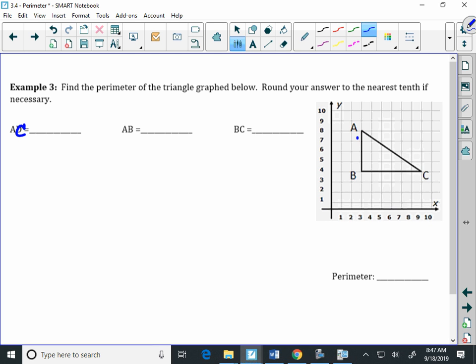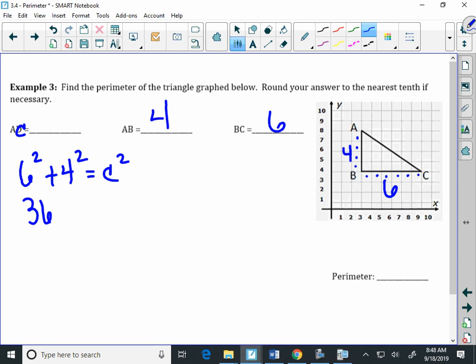Oh, it's a right triangle. So we have 1, 2, 3, 4. AB is 4. And over here, BC. 1, 2, 3, 4, 5, 6. BC is 6. And we want to figure out that other length so we can add these 3 sides together to get our perimeter. Well, Pythagorean theorem. Find the distance. 6 squared plus 4 squared equals c squared. If you have 4 squared plus 6 squared equals c squared, that's fine.